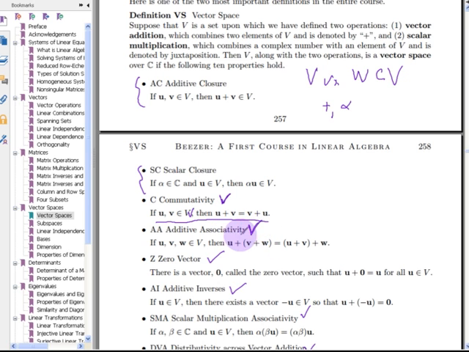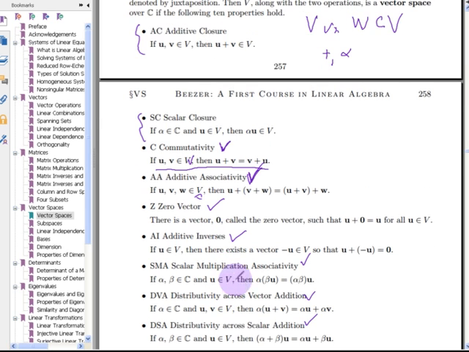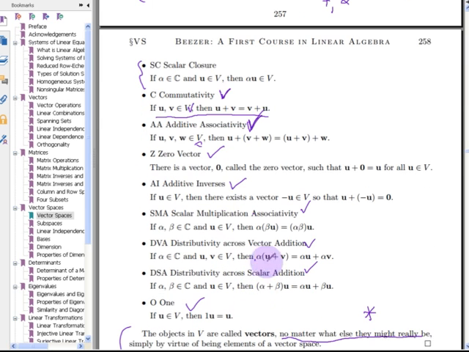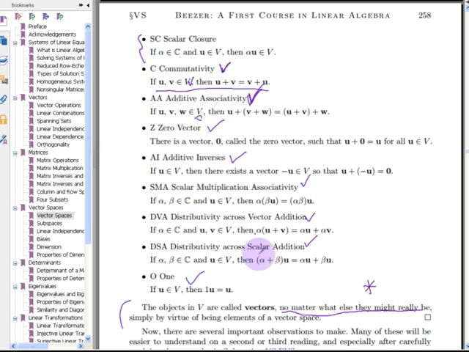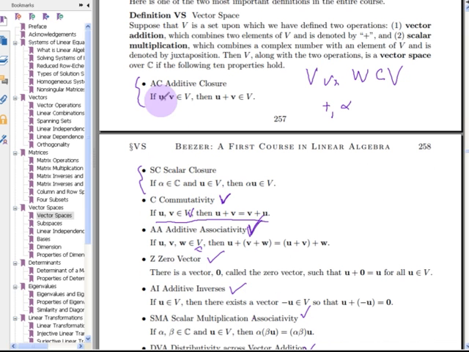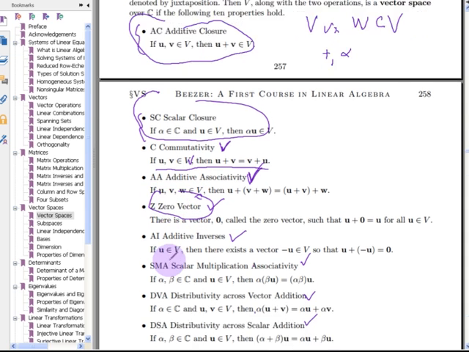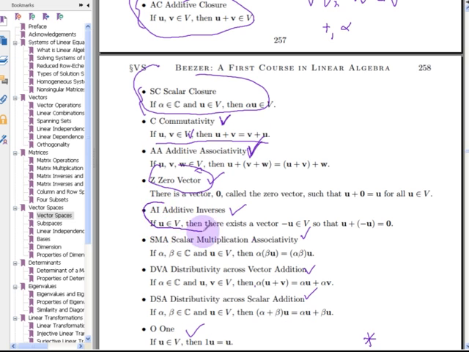Similarly with associativity, since W is a subset of V, any vectors in W are also vectors in V. So this is going to be satisfied automatically. All right, zero vector and additive inverse are not satisfied automatically, but associativity and distributivity of addition and scalar addition are all satisfied automatically. So the ones that we need to check are additive closure, scalar closure, zero vector, additive inverse, and 1.